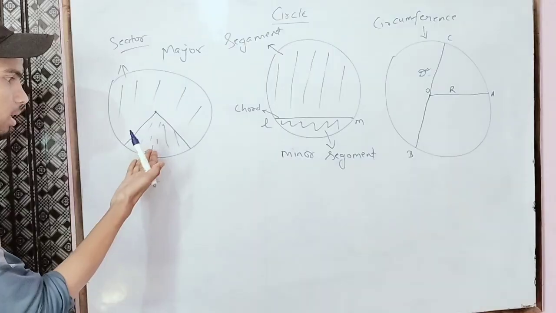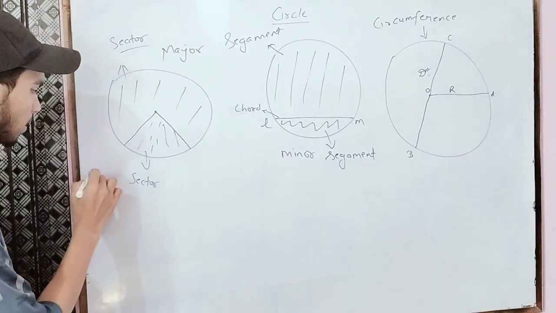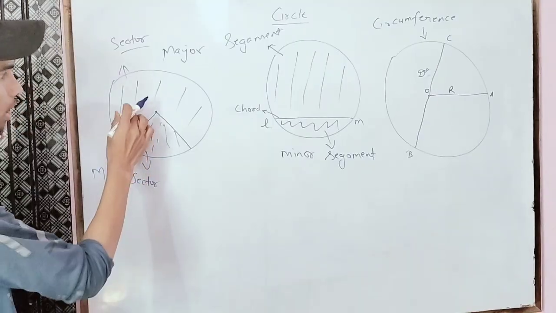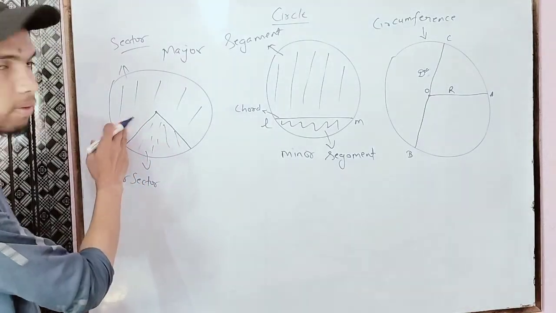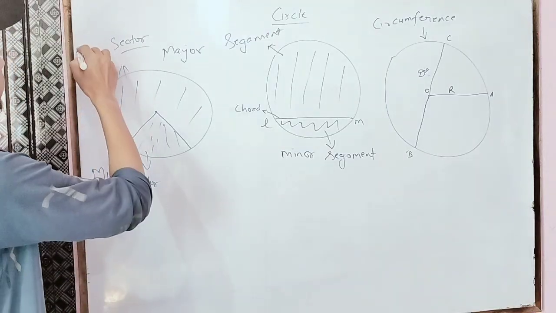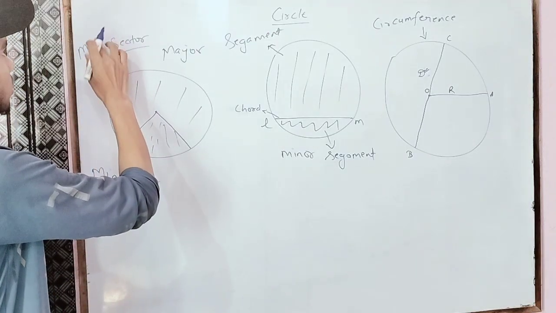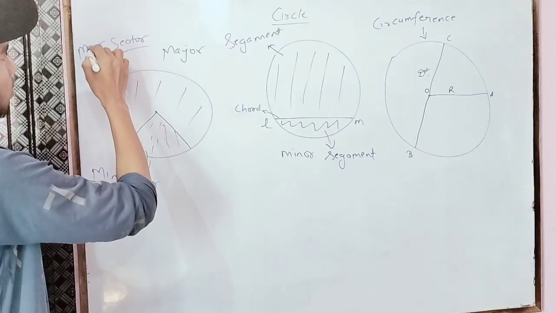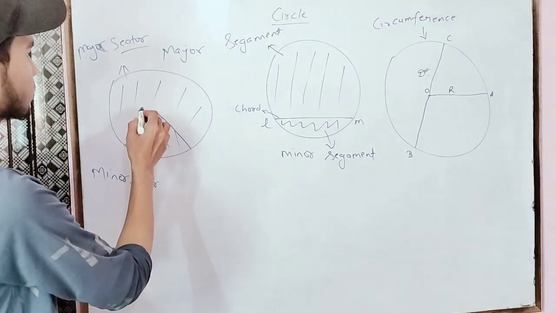So we can say if the area of this is less, then it will be minor. If the area of this is more, yes, you can say definitely the area of this is more. That's why we are naming it by saying major area. Clear? Major area.